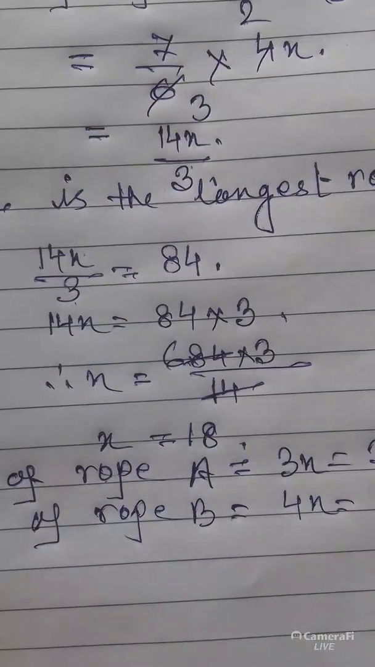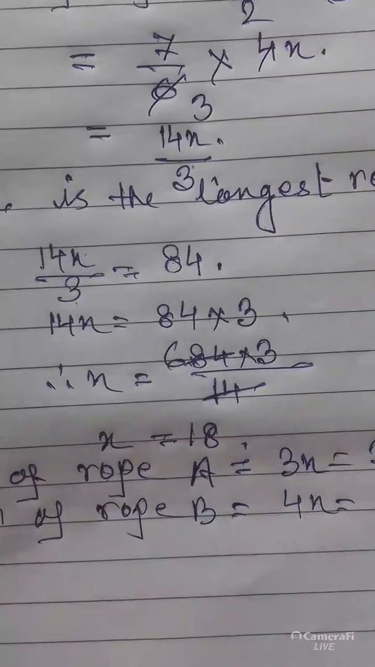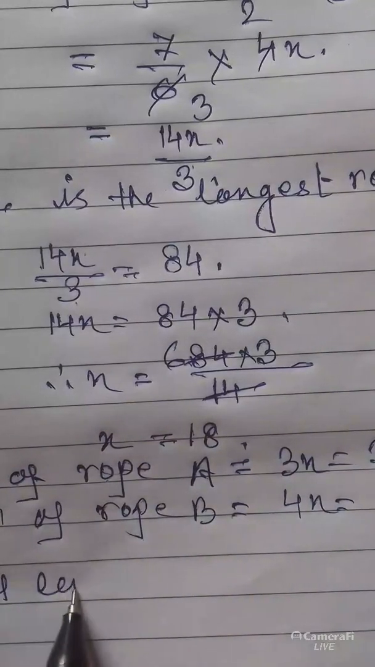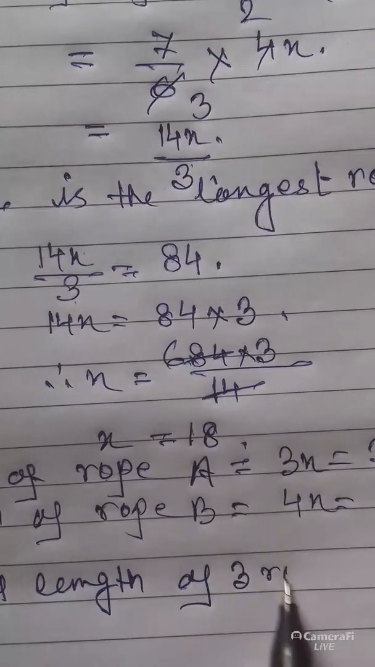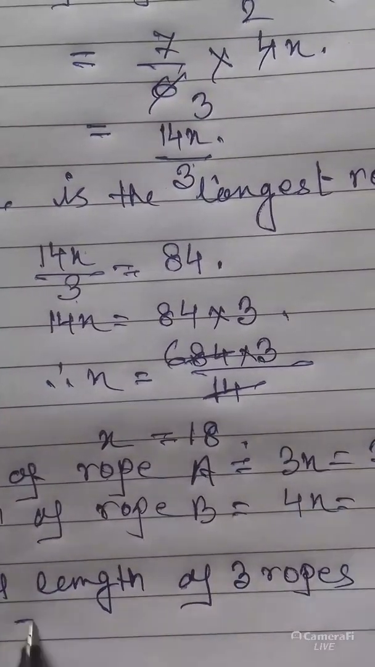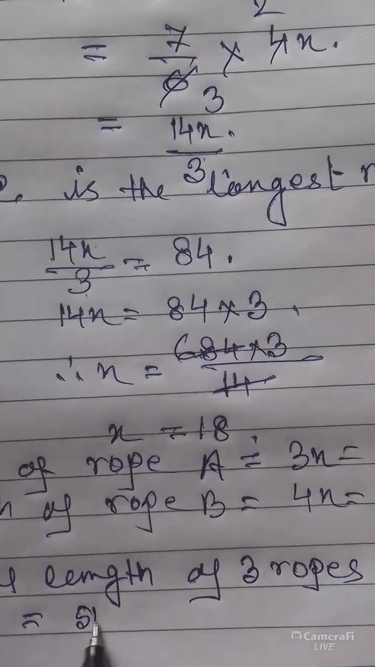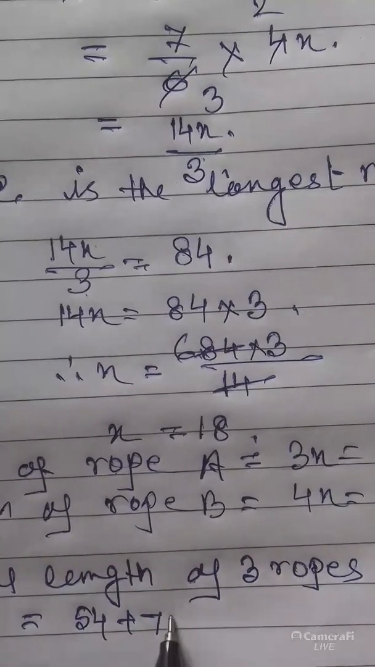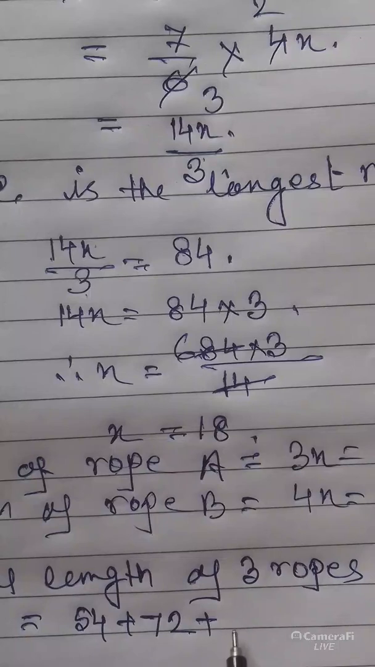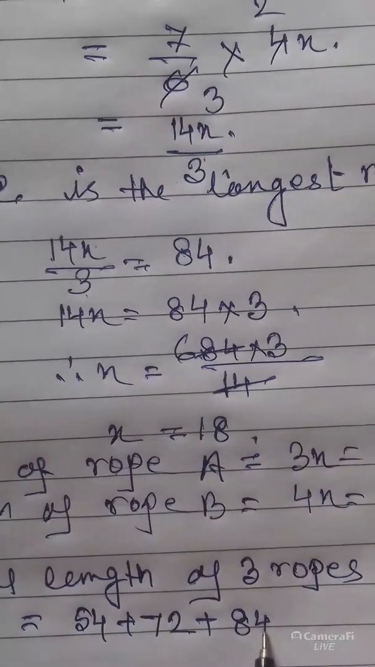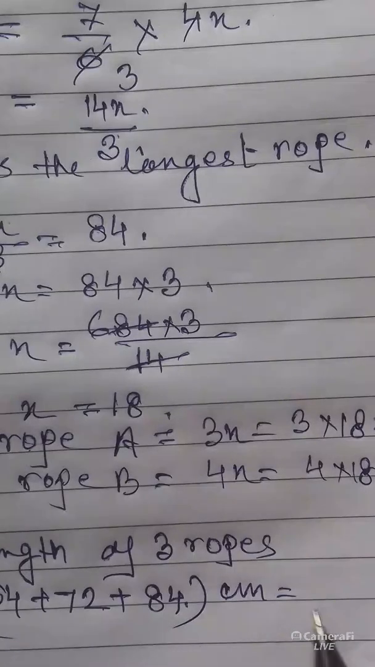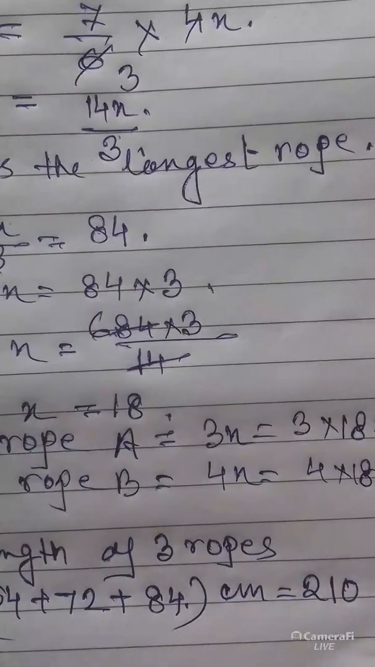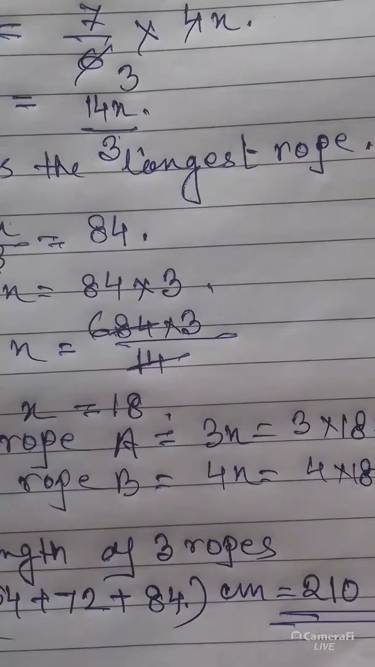Therefore, the total length of three ropes equal to 54 plus 72 plus 84 equal to 210 centimeter. So 210 is the right answer.